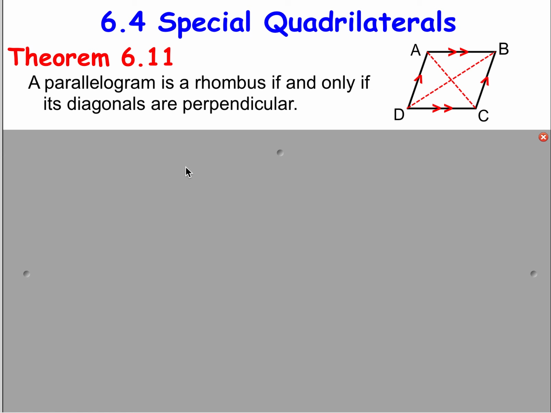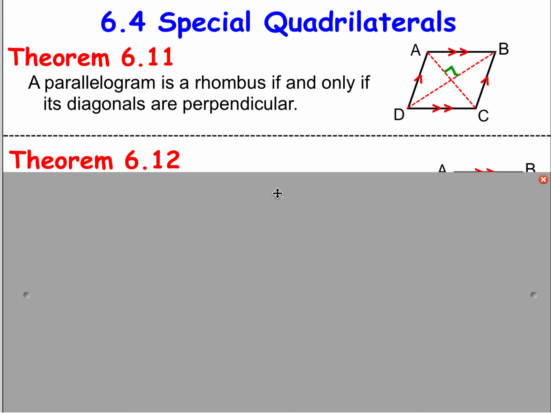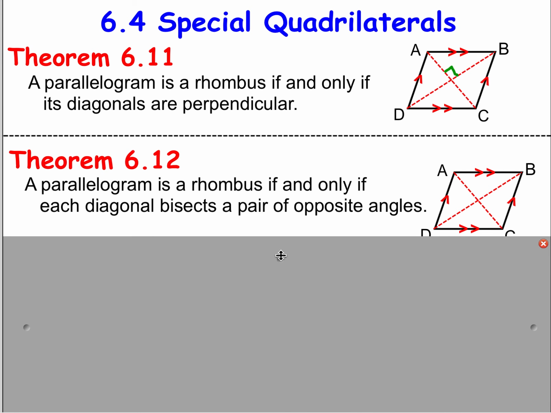A parallelogram is a rhombus if and only if its diagonals are perpendicular. So here's what that is saying. This angle right here, I'll draw this in green once again. If it is a rhombus, anytime we have a rhombus, that intersection right there will be perpendicular, meaning it'll form 4 right angles. So anytime we have a rhombus, once again a parallelogram that has 4 congruent sides, the diagonals will be perpendicular to each other.